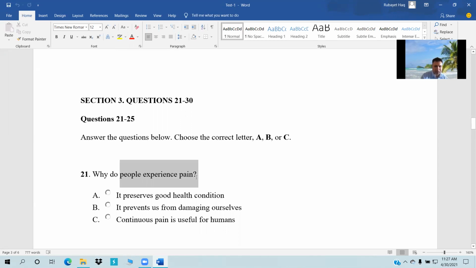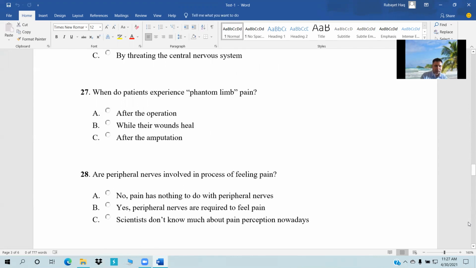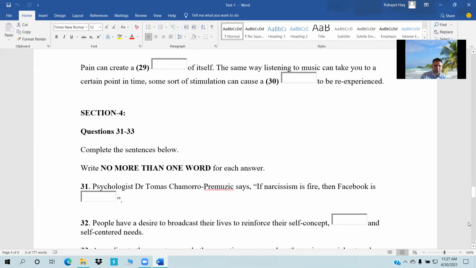You need to highlight them, and regarding those points, if you find any kind of relevant information, you just mark it over here, A out of ABC. That's how you have to do all the MCQs. Plenty of MCQs are given over here.